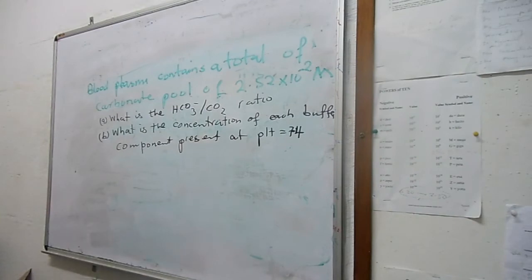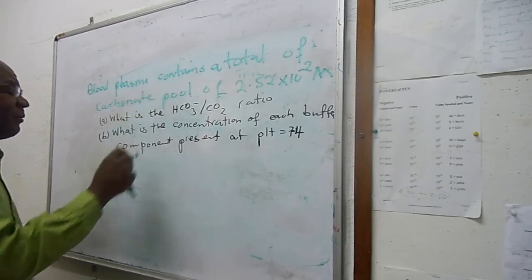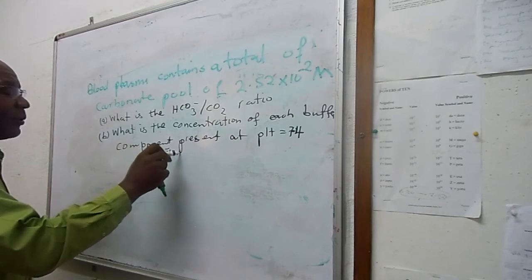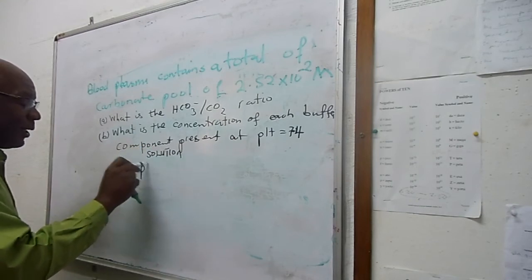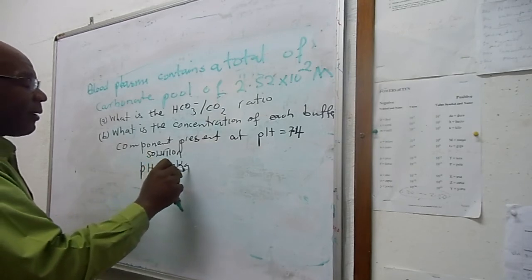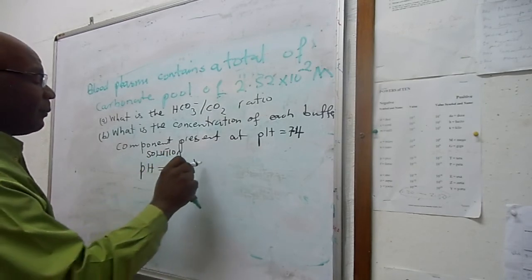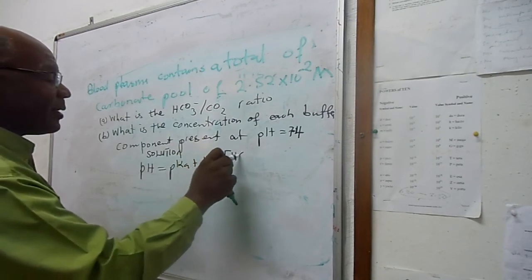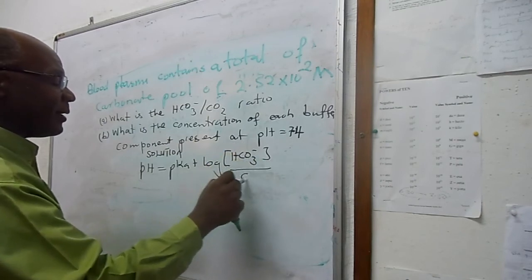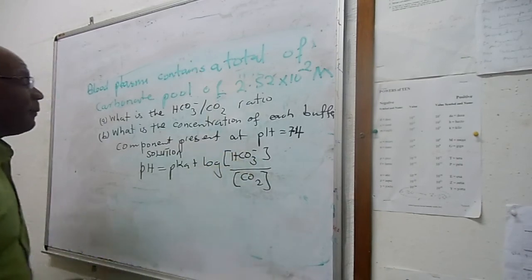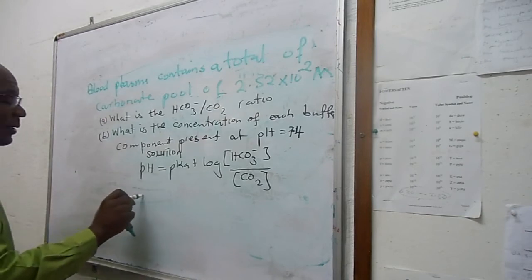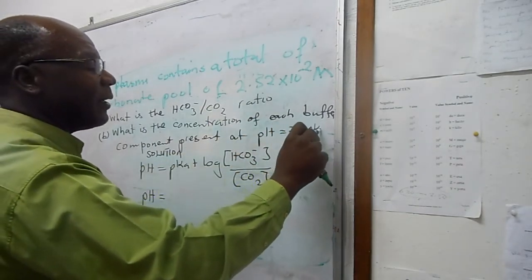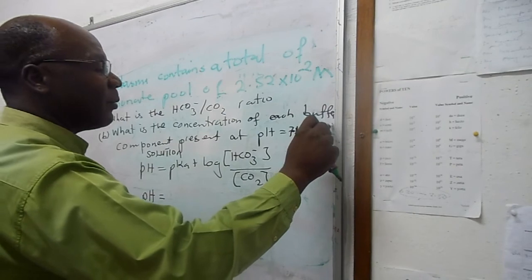So remember what gives us a ratio of the components. What gives us a ratio of the components is the Henderson-Hasselbalch equation. So we need to write the Henderson-Hasselbalch equation. pH is equal to pKa plus log of the base. The base, remember we said, is the bicarbonate ions. The acid is the carbon dioxide. We are given the pH. We are also given the pKa. I gave you pKa to be 6.1.